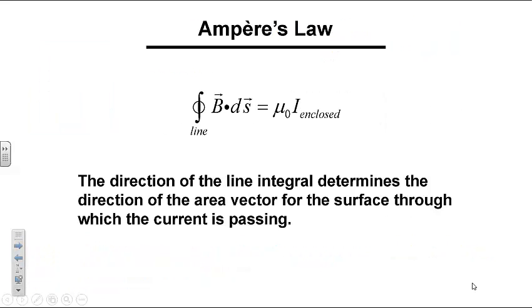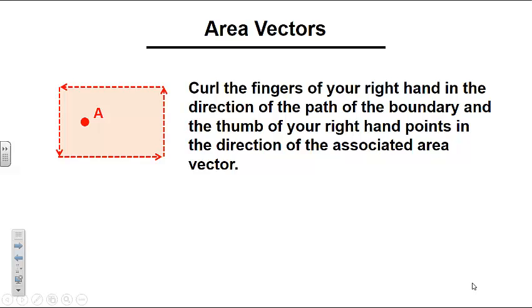Ampere's law relates the integral of the magnetic field around the boundary of a surface to the net electric current passing through the surface. We can determine the area vector for the surface using a right-hand rule. Curl the fingers of your right hand in the direction of the path of integration along the boundary of the surface, and the thumb of your right hand points in the direction of the associated area vector.